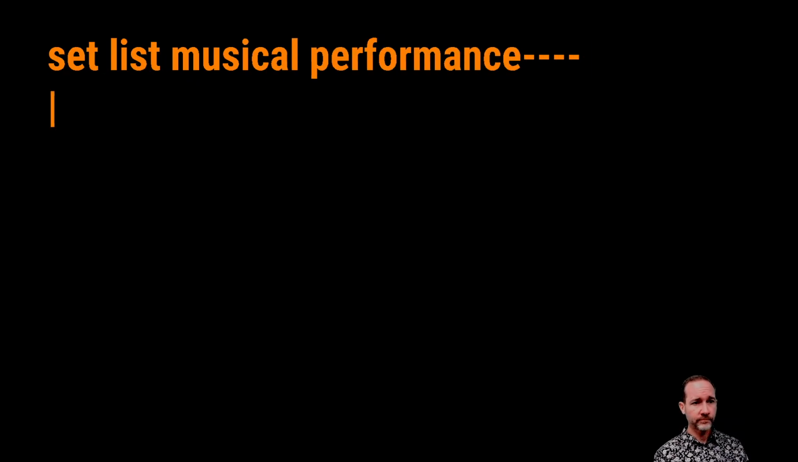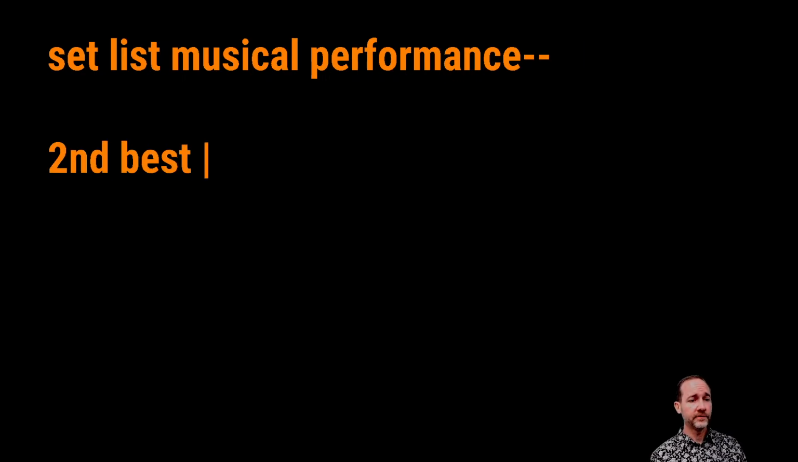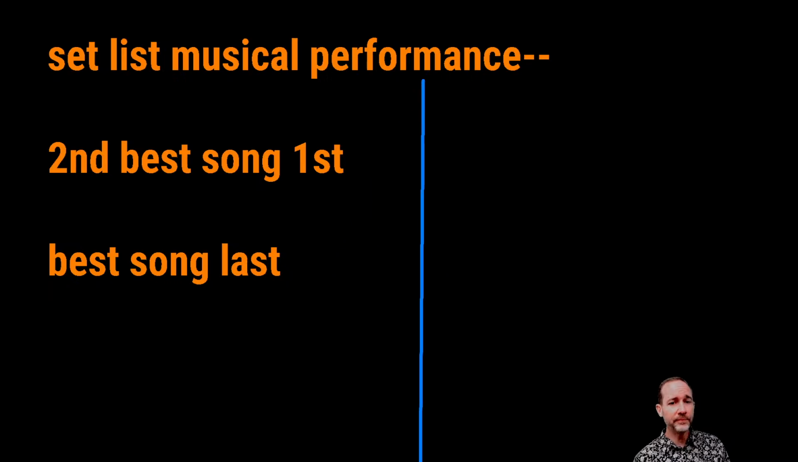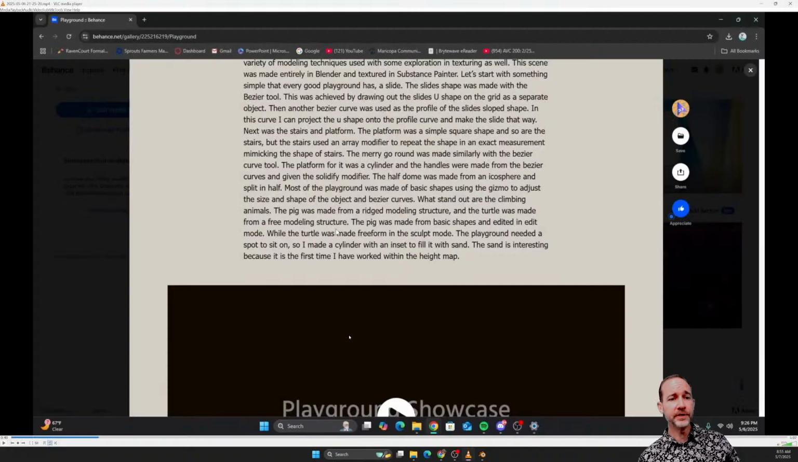I'm a music person. How do you pick your set list for a musical performance? Second best song first, best song last, period, right? That's the formula. Unless all your songs are just total bangers, that's what everyone does, right? And so you need to draw people in with that initial image. Really get it up, put that up there, right?